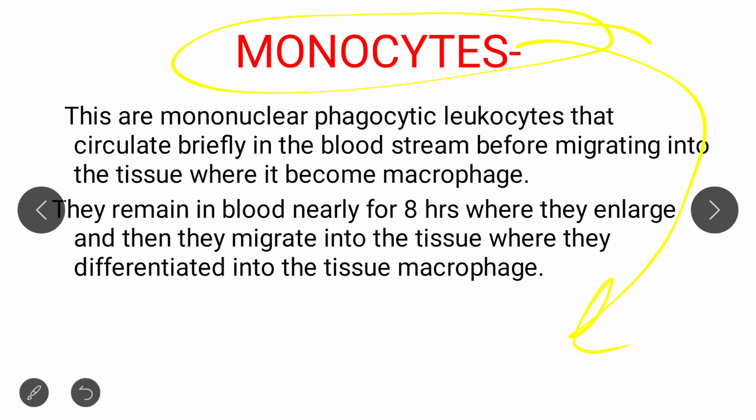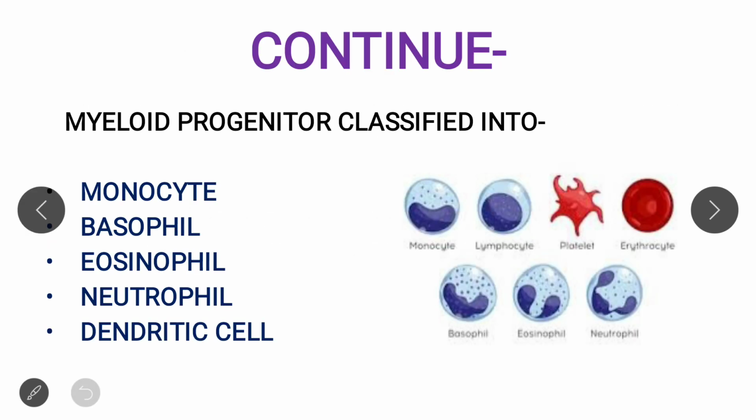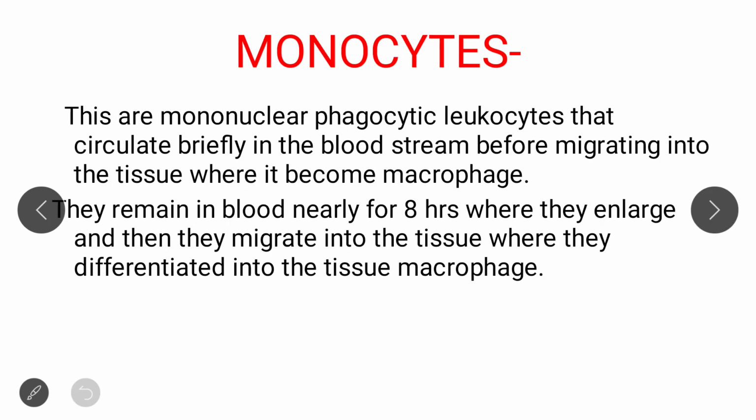So let's study monocytes. What are monocytes? Monocytes are mononuclear, meaning single nucleus, phagocytic leukocytes. If you see the structure of the monocyte, you will find a single nucleus. The second point is that it is also phagocytic in nature. So two important points on this slide: monocytes are mononuclear, and monocytes are phagocytic in nature.